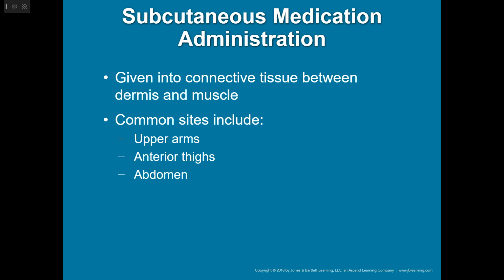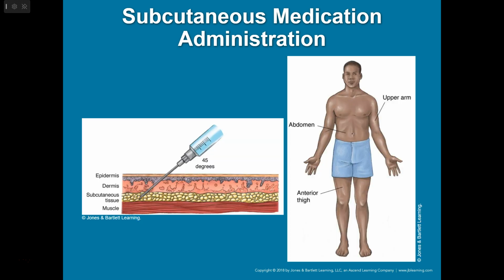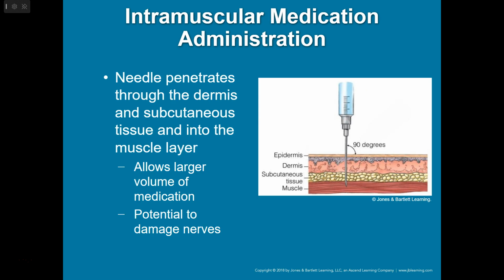Subcutaneous is going to be a little bit deeper, given into the connective tissue between the dermis and the muscle. Give that in the upper arms, anterior thighs, or the abdomen. A lot of people getting insulin injections do it sub-Q into the abdomen. It goes into that subcutaneous tissue there. If you're doing the transdermal, it's going only into that dermis right there, so it's a little bit shallower area. Anterior thigh, abdomen, upper.